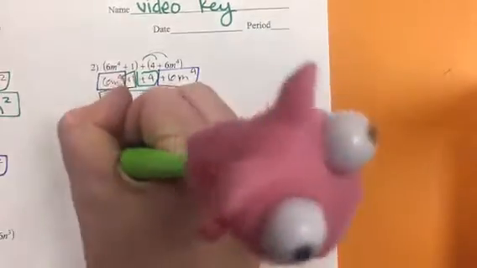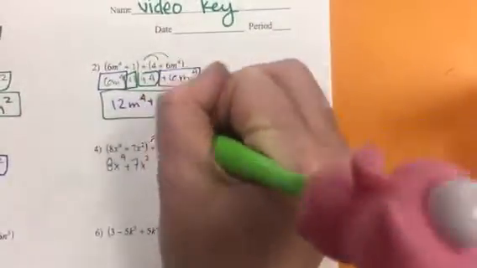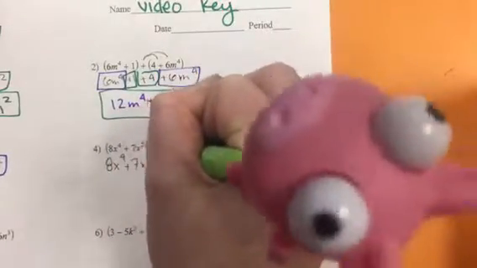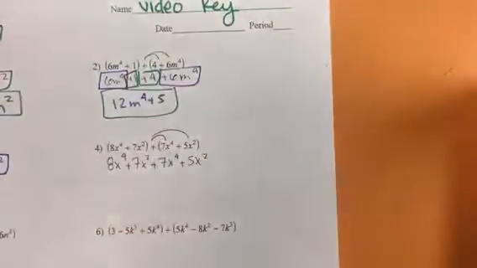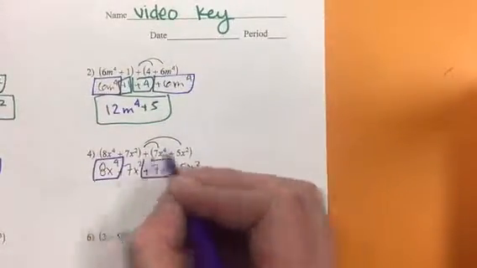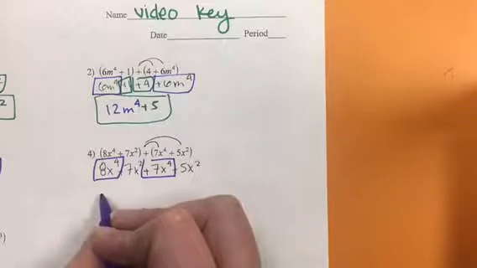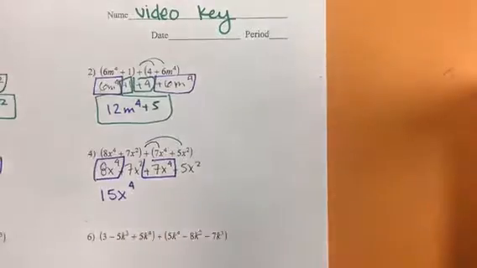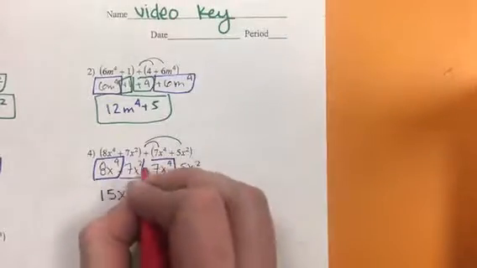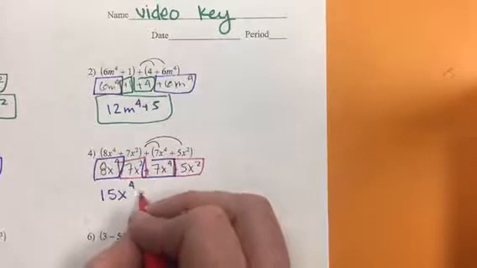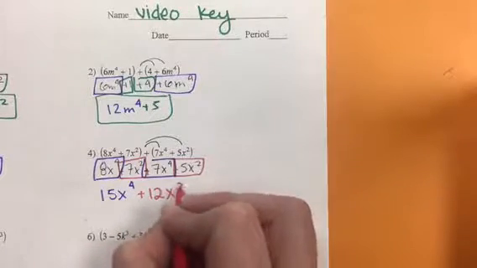I have 8x to the fourth plus 7x squared. Distribute the positive. Positive 7x to the fourth, positive 5x squared. 4 is our biggest power. We have 8 and 7 make 15x to the fourth. 7x squared and 5x squared make 12x squared.